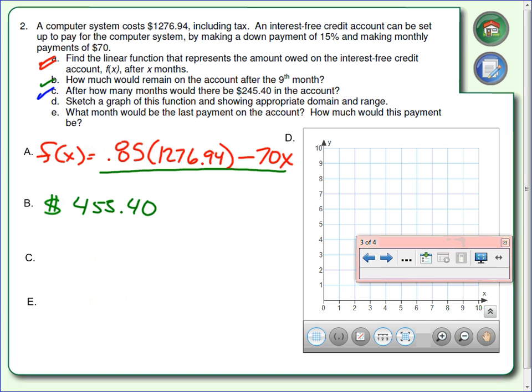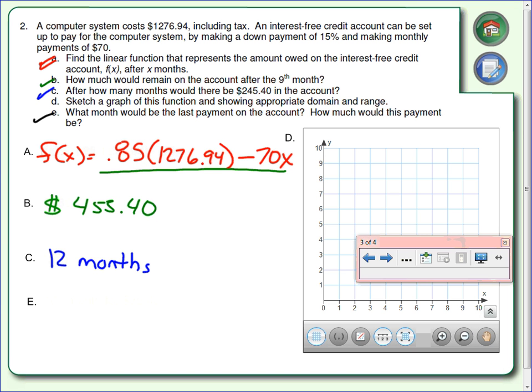All right, what'd you say? How many months? 12. 12 months. Again, all we're doing is looking at our calculator, looking at our table, and we found $245.40 underneath the y column. And right next to that, we can see it takes 12 months before we owe that amount of money. Now I'm going to skip over D for a second, and go to E first. E, what month would be the last payment on the account, and how much would this payment be?